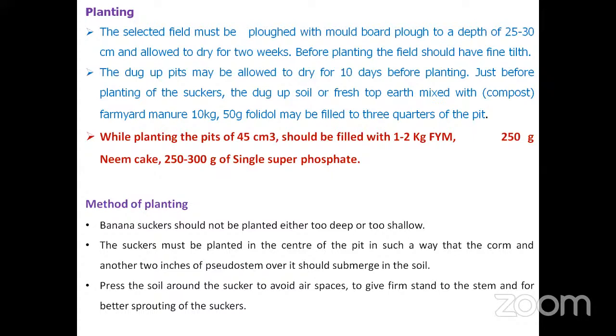FYM mixed with neem cake: 1.2 kg FYM with 250 grams neem cake and 250 to 300 grams of single superphosphate. While planting, the banana suckers should not be planted either too deep or too shallow. They should be planted at the center of the pit in such a way that the comb and another 2 inches of pseudostem over it are submerged in the soil. After planting, the soil around the sucker should be pressed tightly, to avoid spaces and also to avoid the death of the suckers.